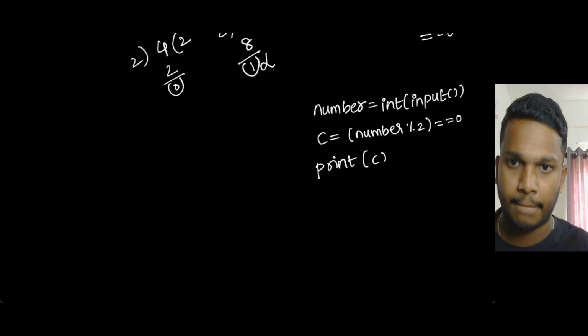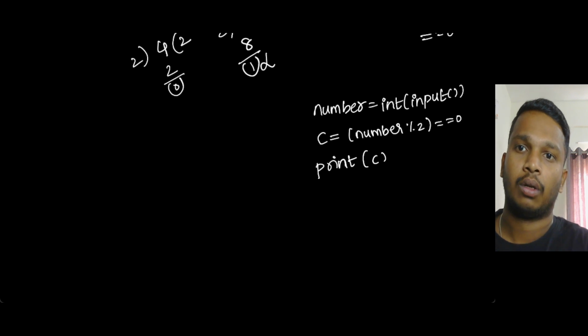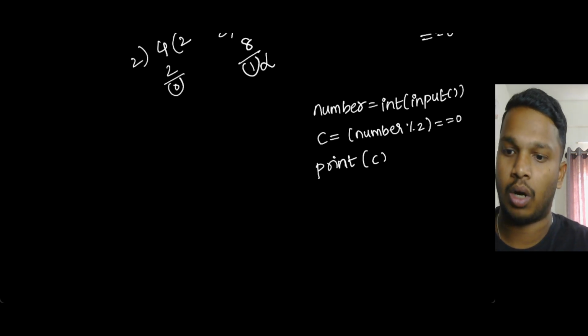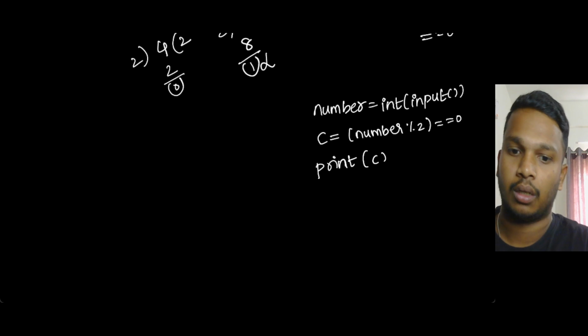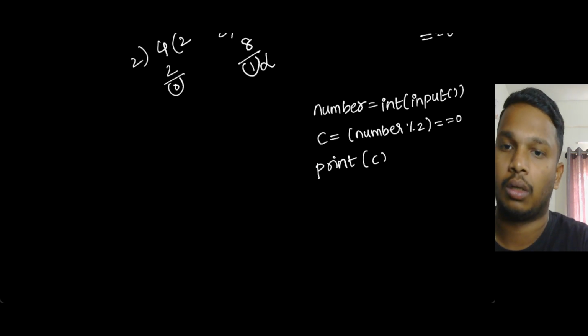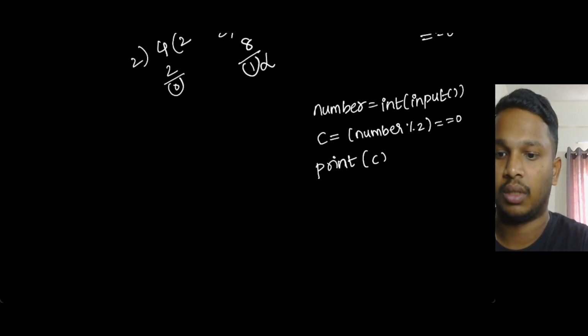Let's check with some number. Number is equal to int of input. We are reading the number. After reading the number, what should we do? Our result is equal to number mod 2 equal to 0. Then print "given number is even or not", comma, and just write the result.